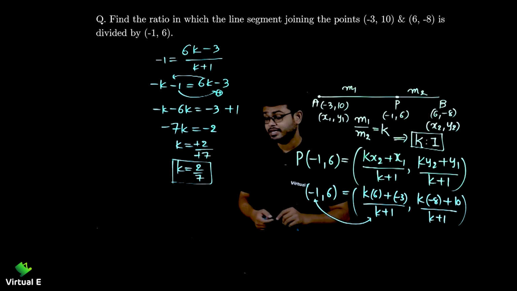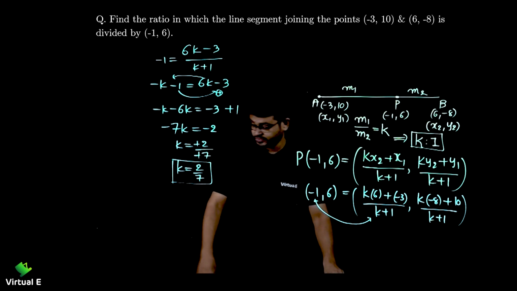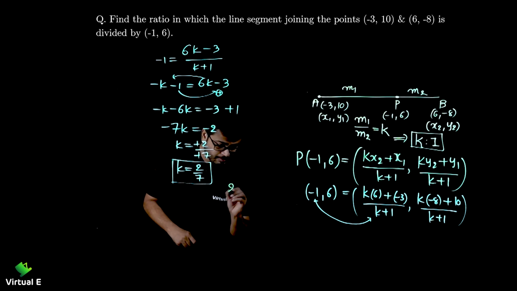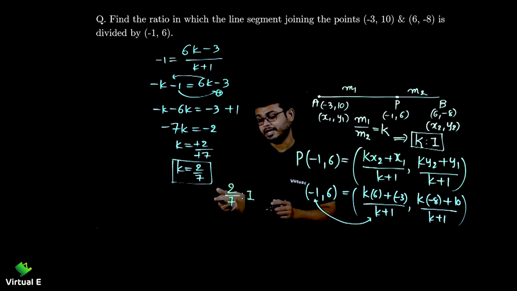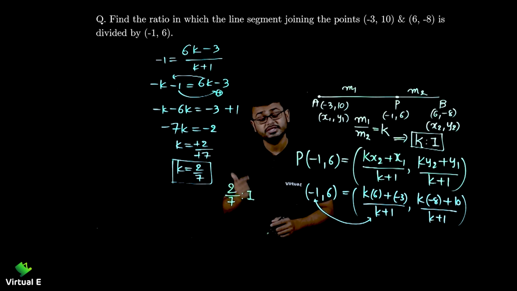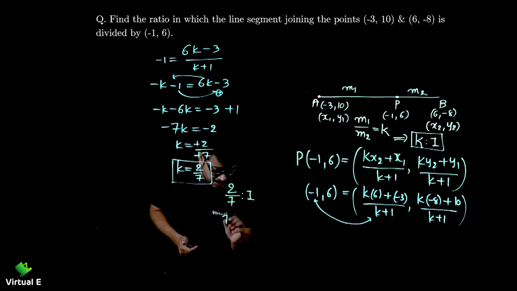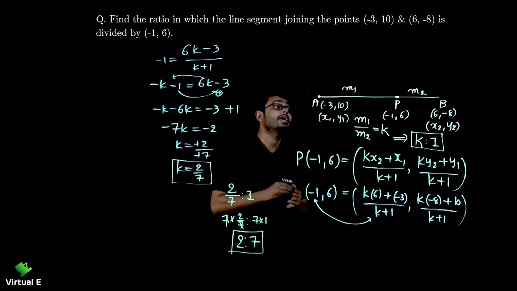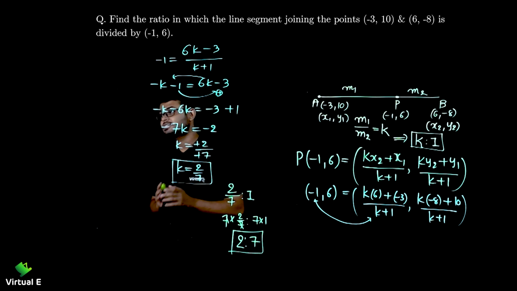So let's write the final ratio. How to write the final ratio? Because we need to get m1 by m2, not k by 1. Remember, so if I want to write, I will be writing as 2 by 7 and here 1. So I will be multiplying. I need to remove the fraction. To remove the fraction, we multiply with the LCM. Here it is 7. So multiply 7 into 2 by 7 ratio. 7 multiply by 1. 7 7 cancel. So 2 by 7. So that point P is dividing line segment AB in the ratio 2 by 7.